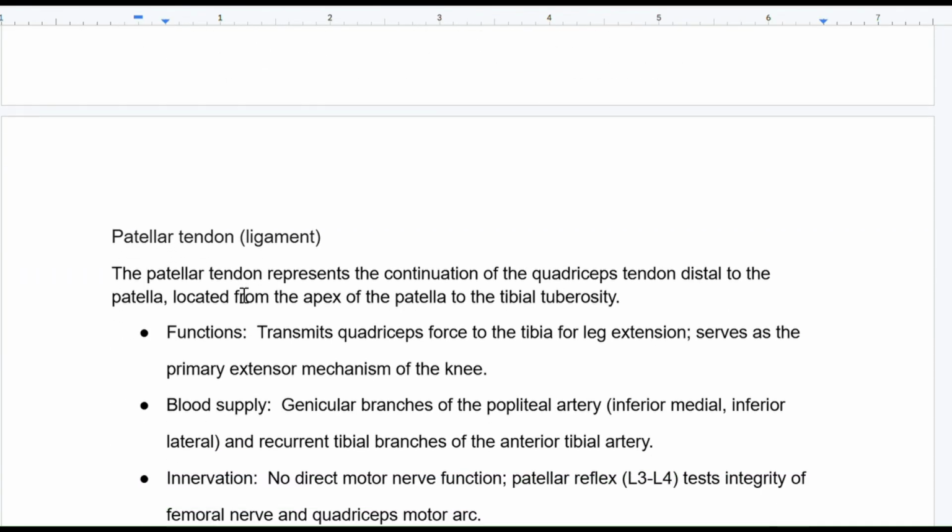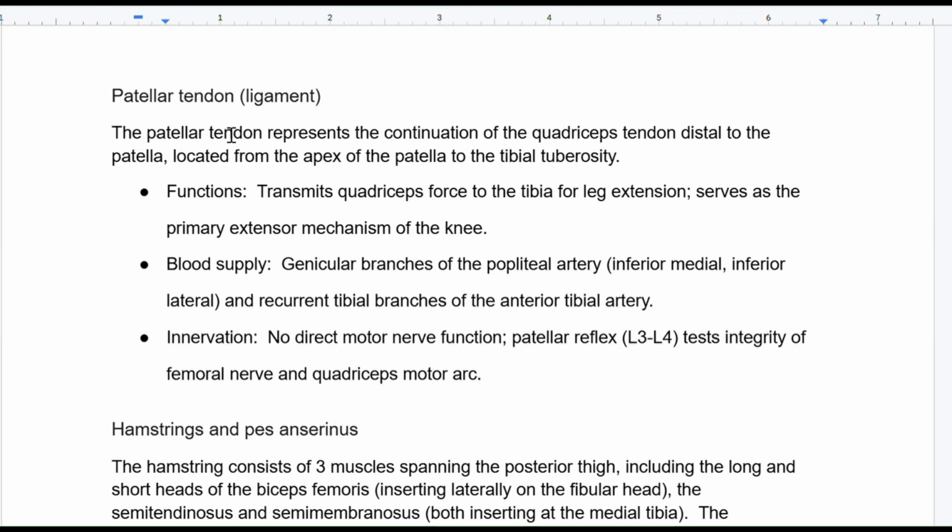Then we have the patellar tendon, or ligament. The patellar tendon represents the continuation of the quadriceps tendon distal to the patella, located from the apex of the patella to the tibial tuberosity.